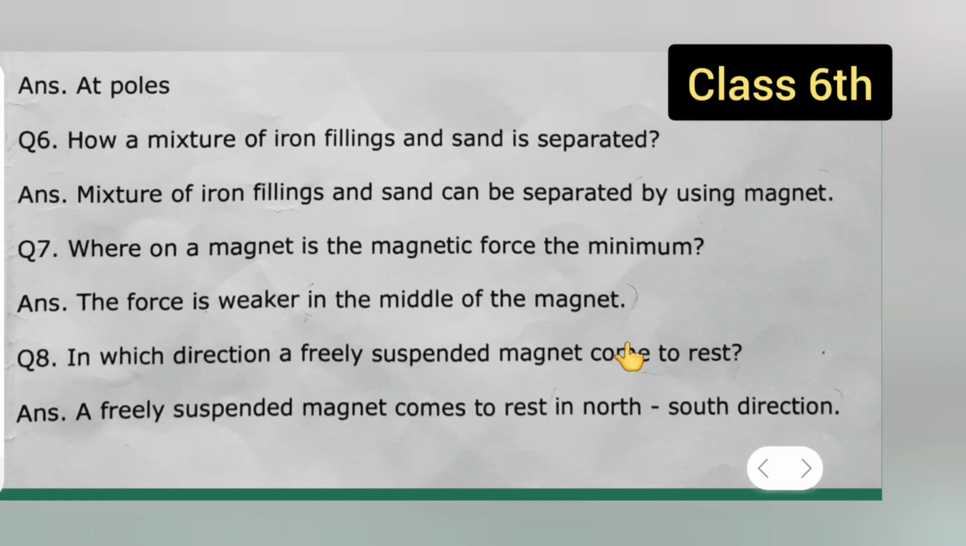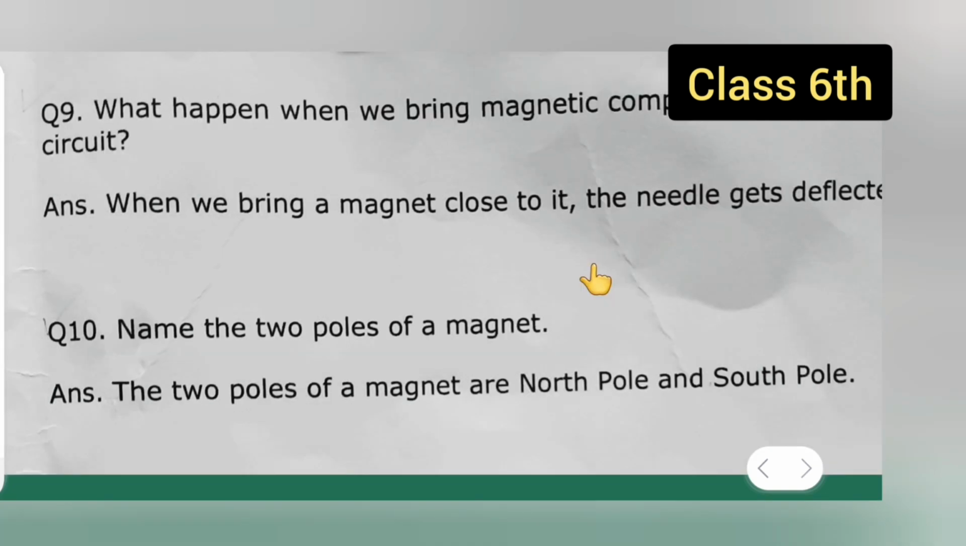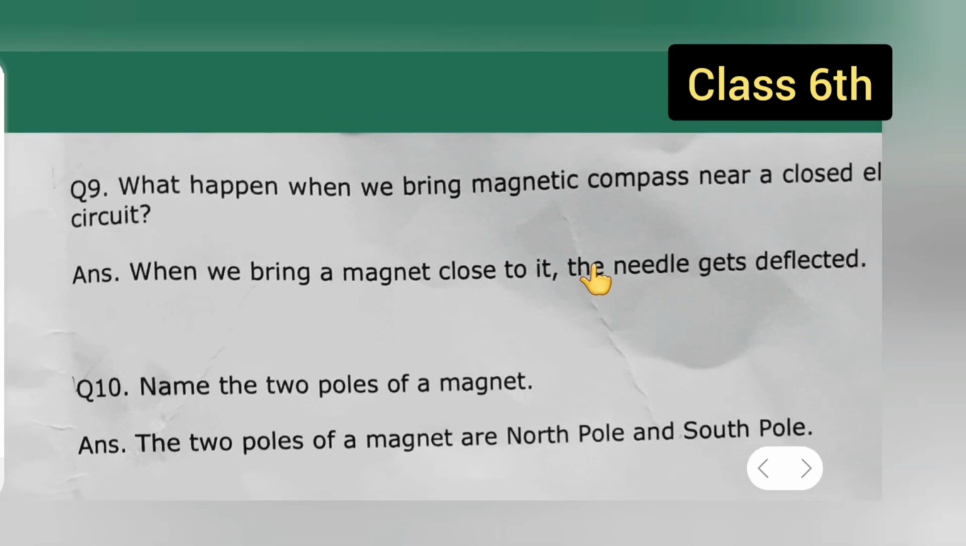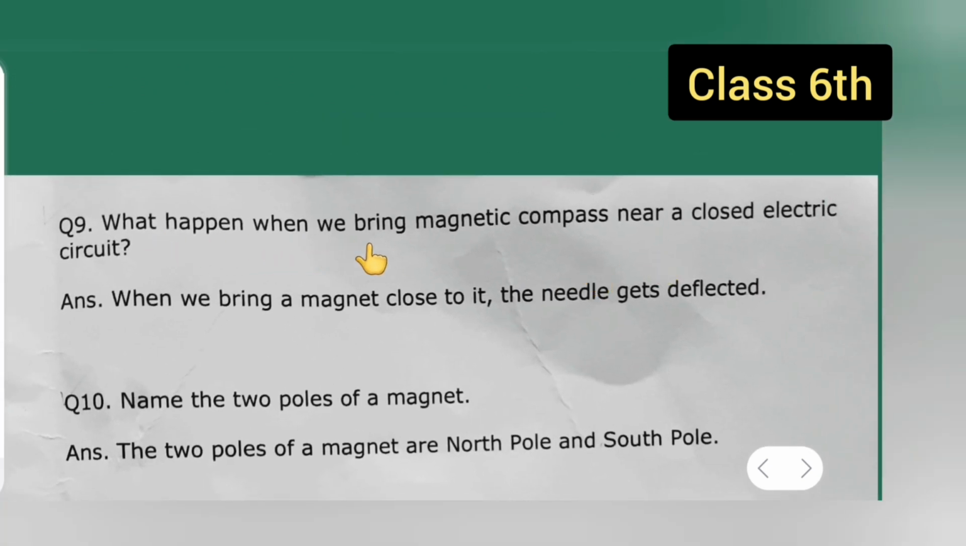Next, in which direction does a freely suspended magnet come to rest? A freely suspended magnet comes to rest in the north-south direction. Next is question number 9. Let me read it. What happens when we bring a magnetic compass near a closed electric circuit? The needle gets deflected.